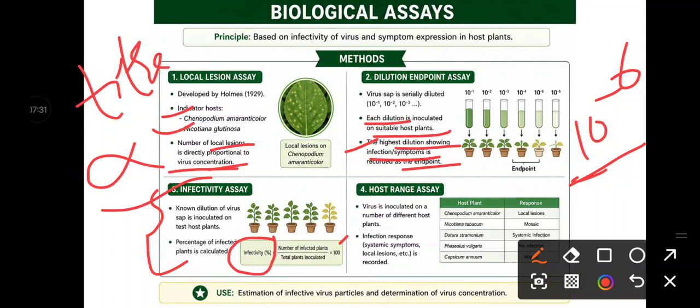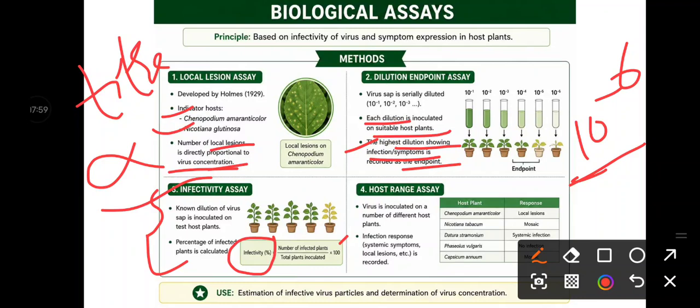Next, the host range assay. Simple like the infectivity assay. We just inoculate the virus, the isolated sap, artificially over the host plant. And all the viruses are very specific. Viruses show very high host specificity as well as tissue specificity.